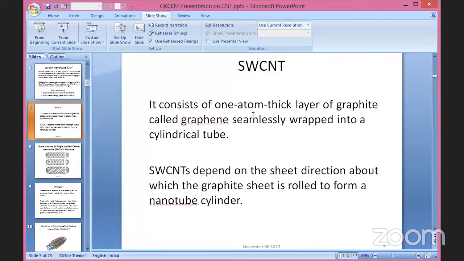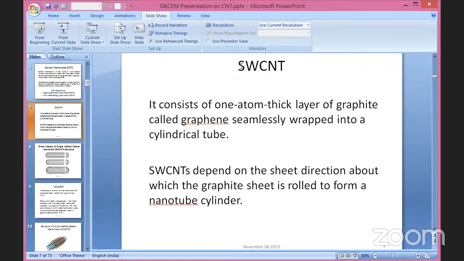There is no seam there. It is a continuous cylinder, and it is wrapped into a cylindrical tube. So a single wall of graphite, that is obviously carbon atoms, is there in this single walled carbon nanotube.